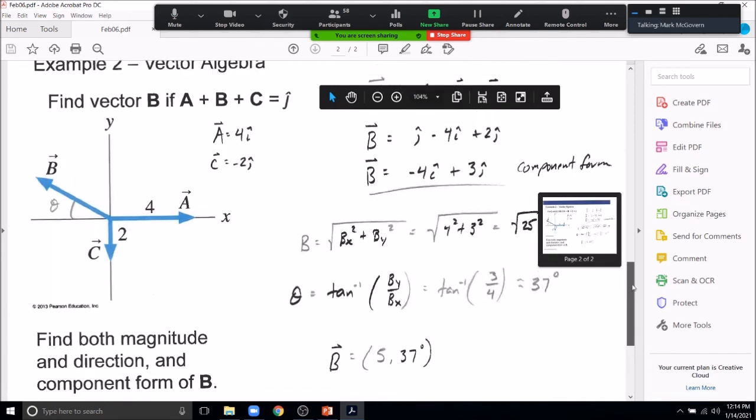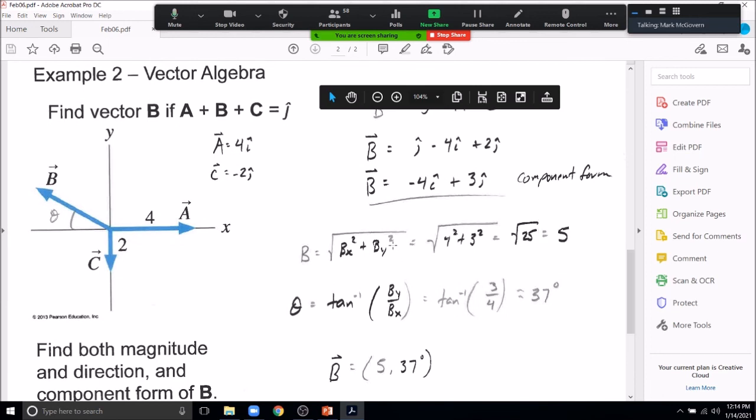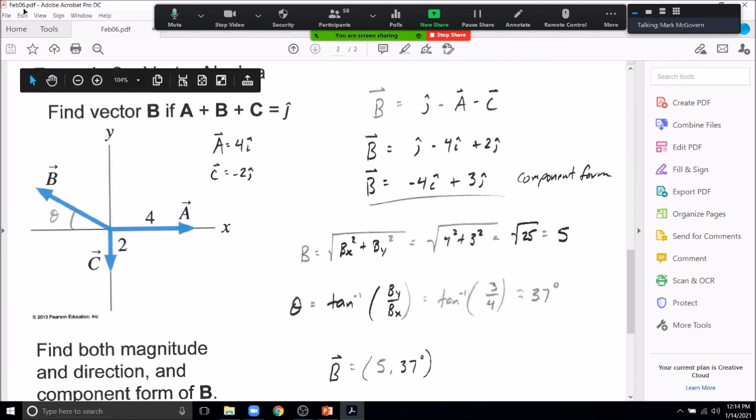All right, I want to find vector B if the sum of A, B, and C is equal to the unit vector j hat. So I have drawn here A, B, and C. So the first thing you ought to do here is to specify what those are in terms of their magnitudes. So you can algebraically solve for B here. B will be j hat minus A minus C. That's perfect. You can do that.